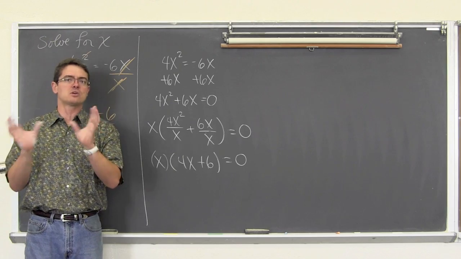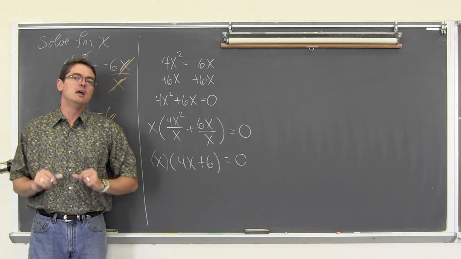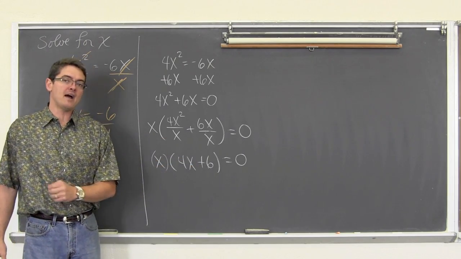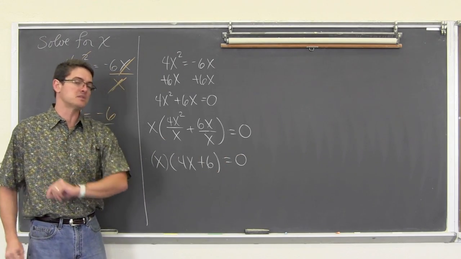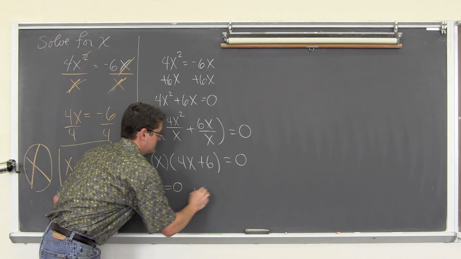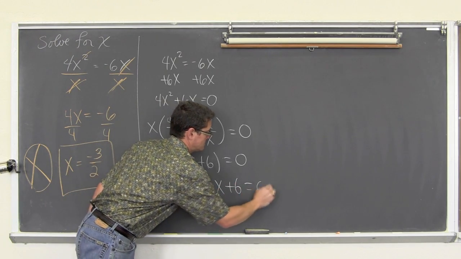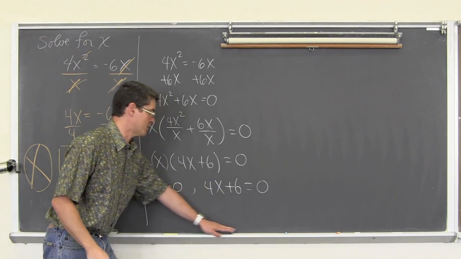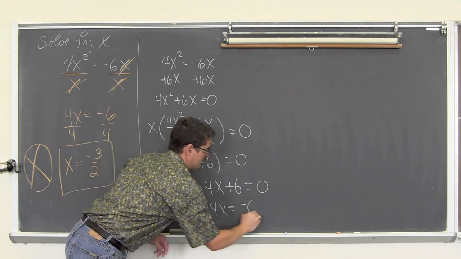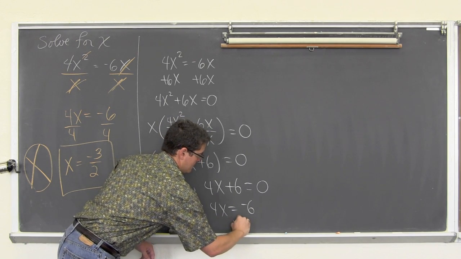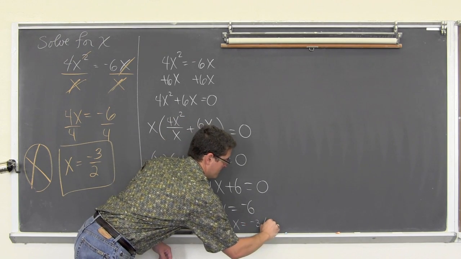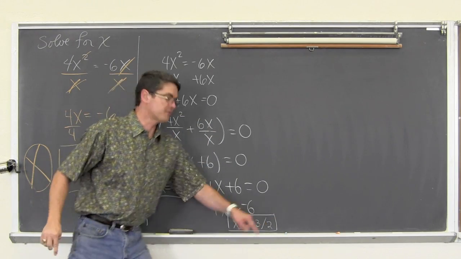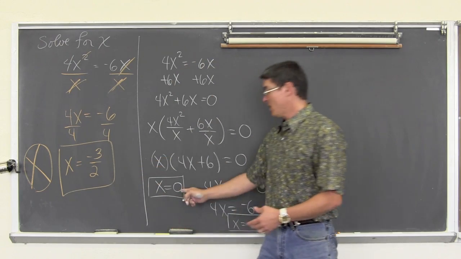The only way you can multiply 2 terms together, or 2 factors together, and get a product of 0 is if one of them is 0. So when you're solving equations by factoring, you factor it, and then you set each one equal to 0. And we have one answer already. X is equal to 0. Move the 6 over with subtraction. Divide by 4. And get x is equal to negative 3 halves, which we did get, but we lost the other answer.